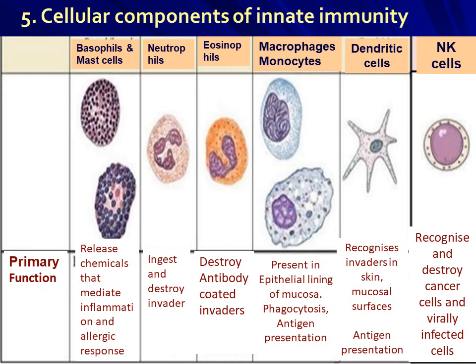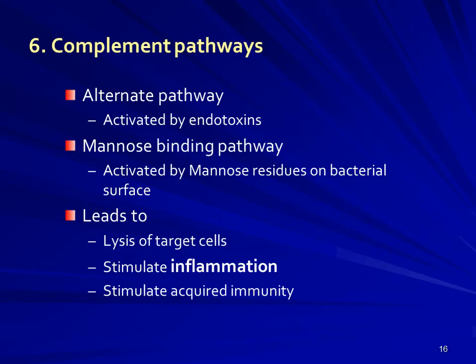And by means of all these primary functions, they can inhibit the microorganisms from establishing in the body to produce infectious disease. The complement pathways also, there are two important complement pathways. One is the classical alternate pathway and the next one is the mannose binding pathway. The alternate pathway is activated by the endotoxins. Endotoxins, you all know, are produced by the gram-negative bacteria.